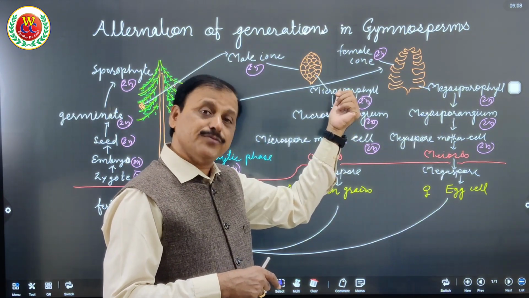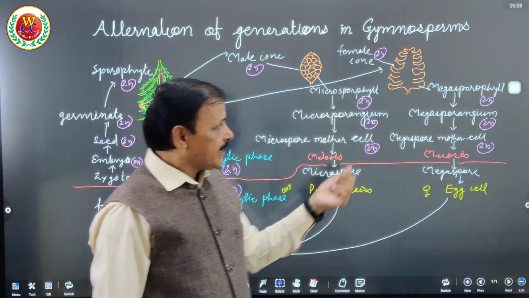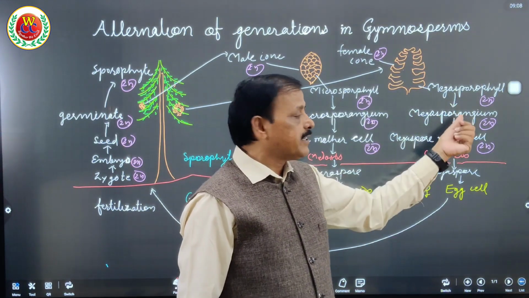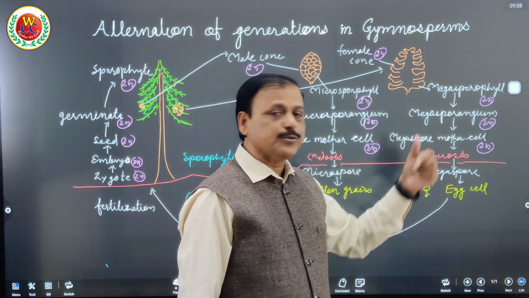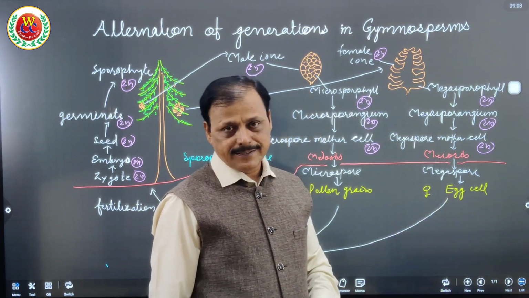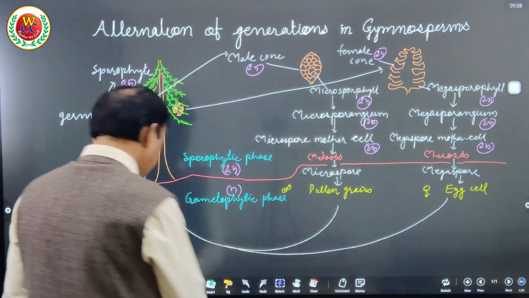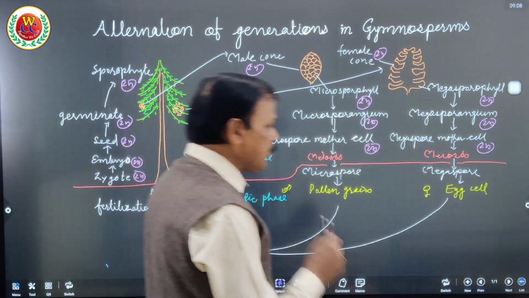In microsporophyll, see how it is simple. In the same way, this megasporophyll bears megasporangium having megaspore mother cell, which undergoes meiosis to produce megaspore, and that is the egg cell. Now in gymnosperm, they have ovule but no ovary.